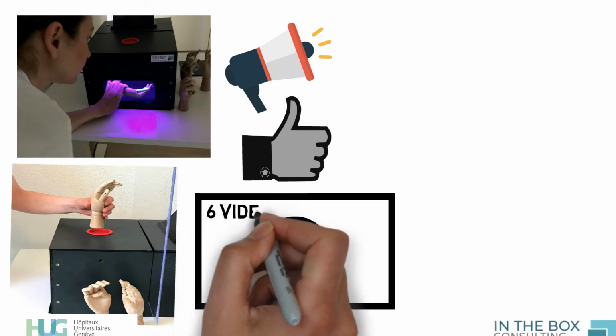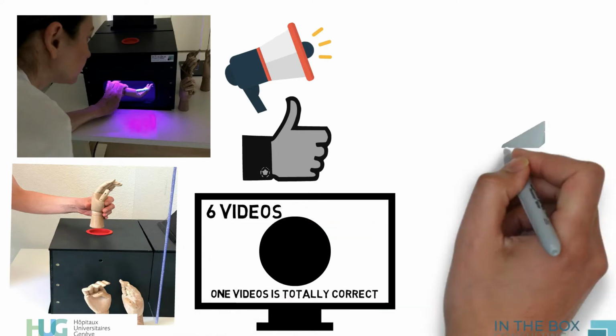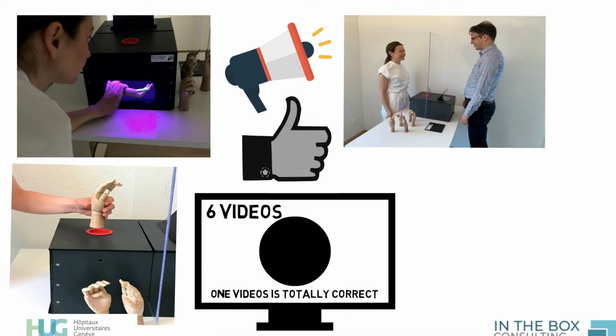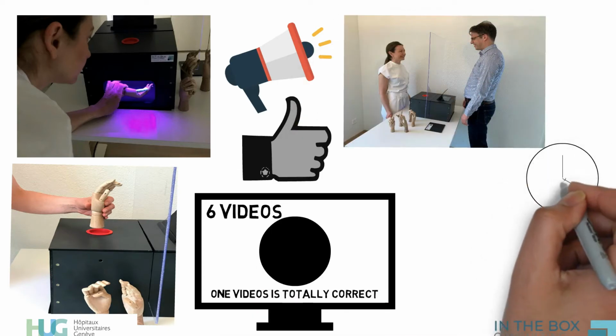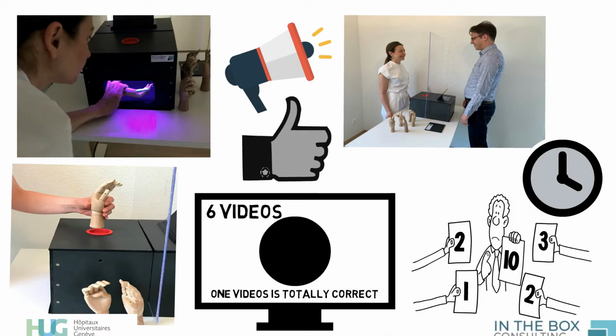There are 6 videos in total, and one of the videos is totally correct. After 3 videos, the players exchange their roles. The time needed to complete each video is recorded, and for each failure, they lose some points. A ranking is made at the end.